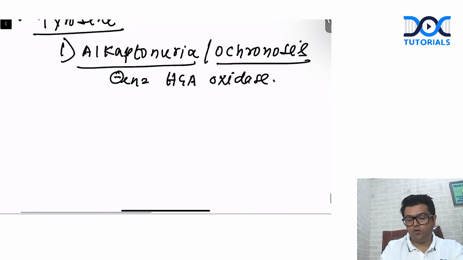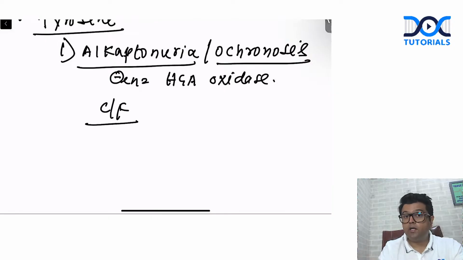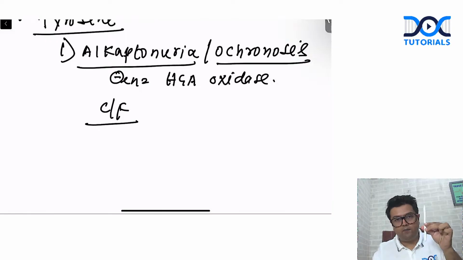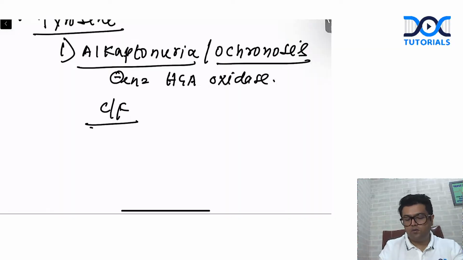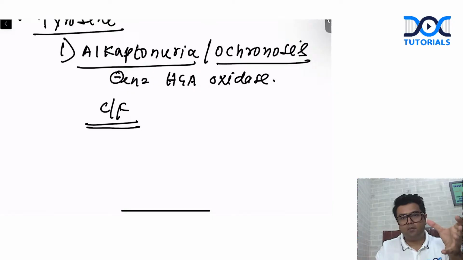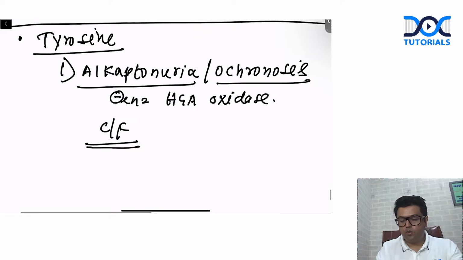And we should know the clinical features. What are the clinical features? Blackening, plus urine turns black on standing. What is the meaning of urine turns black on standing? It means if I keep the urine in a test tube for some time in the oxygen, let's say 1 to 2 hours, it will turn black. That is called standing, like the stand you see in labs, the test tube rack. So guys, this is Alkaptonuria or ochronosis, right?